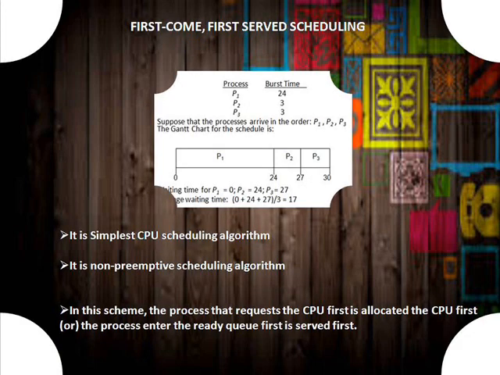First come, first served scheduling. It is the simplest CPU scheduling algorithm. It is a non-preemptive scheduling algorithm. In this scheme, the process that requests the CPU first is allocated the CPU first, or the process that entered the ready queue first is served first.